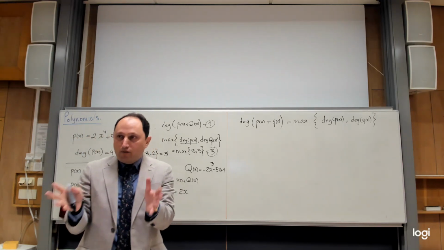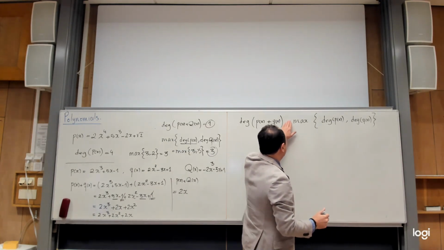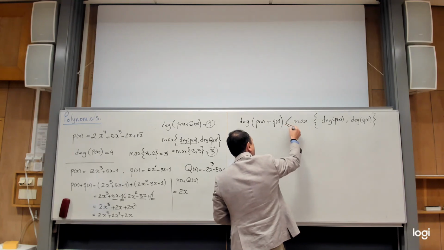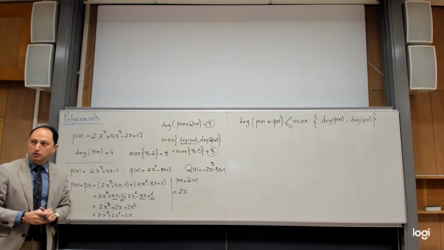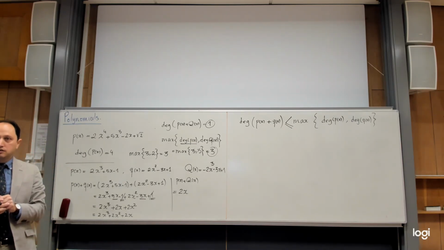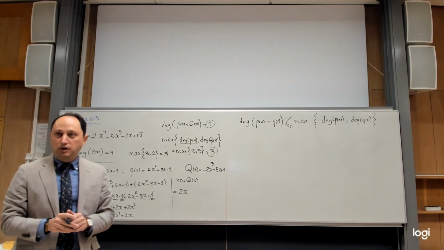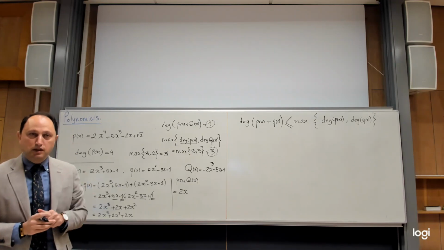If you are unfortunate, the degree would be smaller. So the correct form is not equal, it is less than or equal. So be careful. That's one of the formulas in the book. So the degree of the sum of two polynomials sometimes is equal to the max degree, but sometimes it is less than the max degree. So this is something that you need to know.